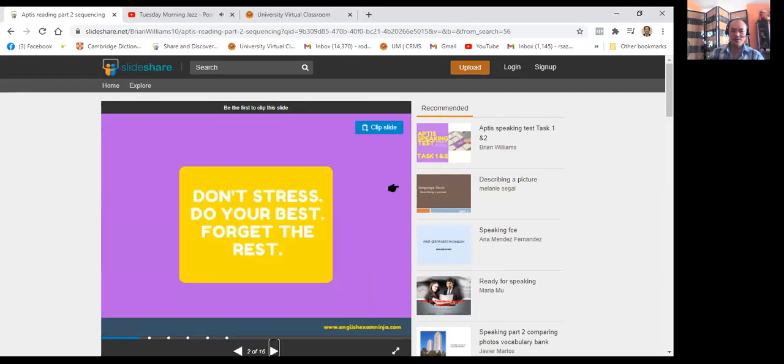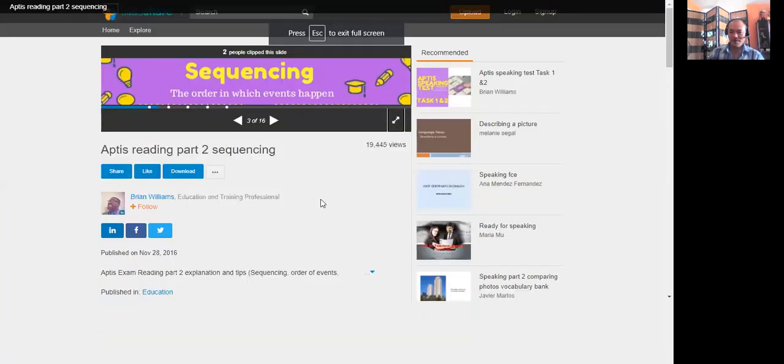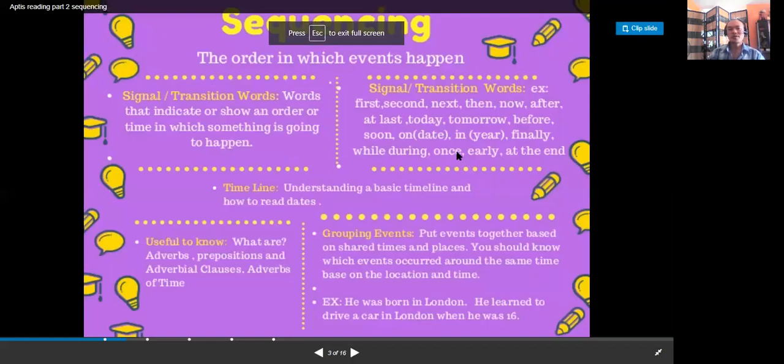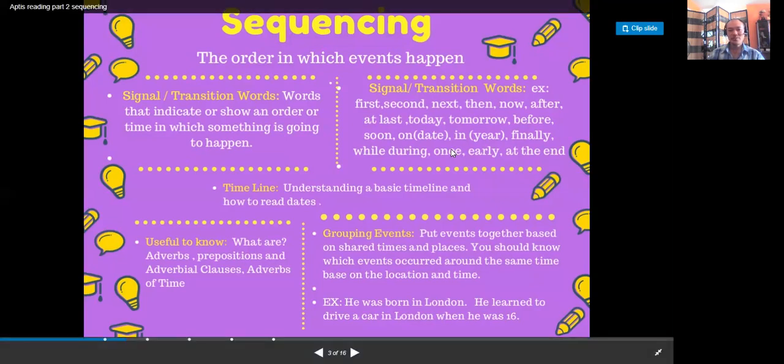Okay, so we have this saying, don't stress, do your best, forget the rest. Let's have this maximized. So when we talk about sequencing, it refers to the order in which events happen. So these are some things that we need to remember when we talk about sequencing.